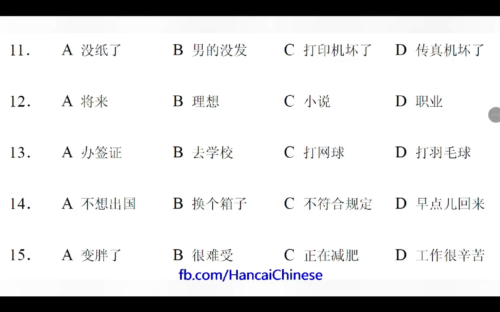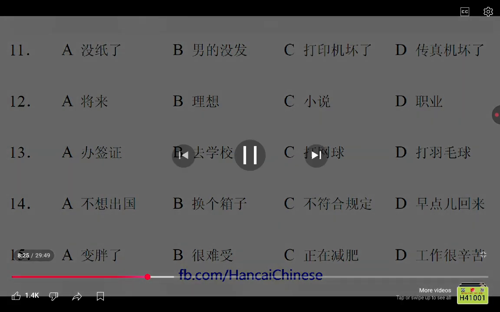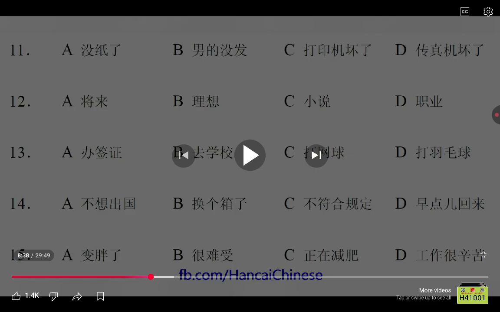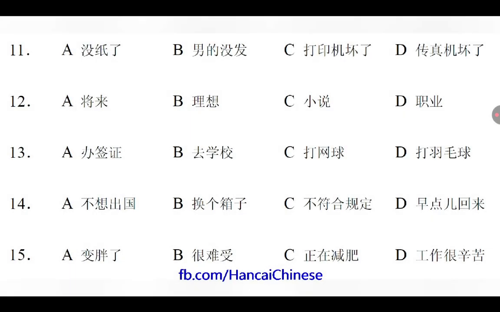Okay, we also need to understand the question. Okay, let's listen. 他们在谈论什么？谈论 means discussion.